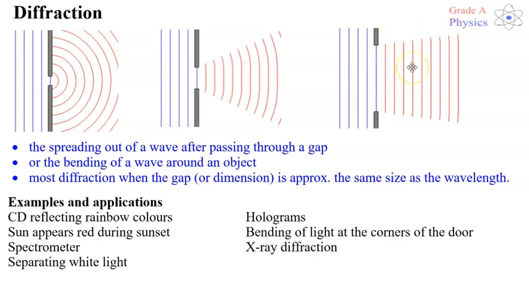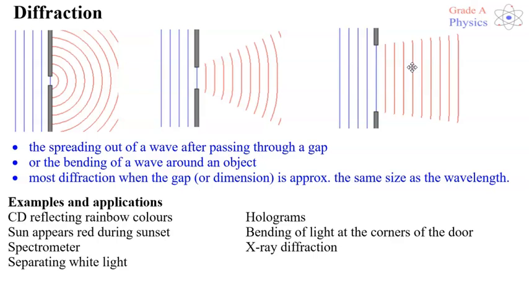So generally speaking, in Physics A level, we're talking about waves passing through a gap. We also get a bit of this effect when waves pass around an object, which is comparable size to the wavelength, and then that wave will bend around the edge.